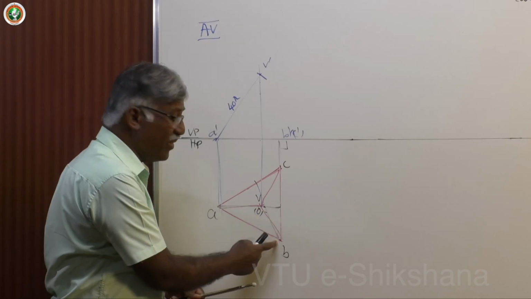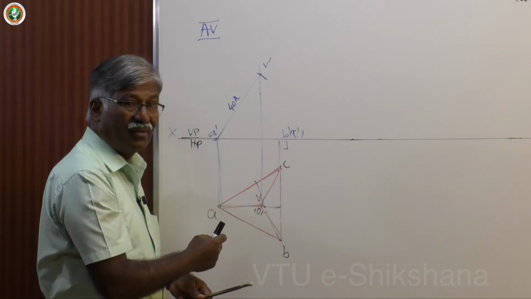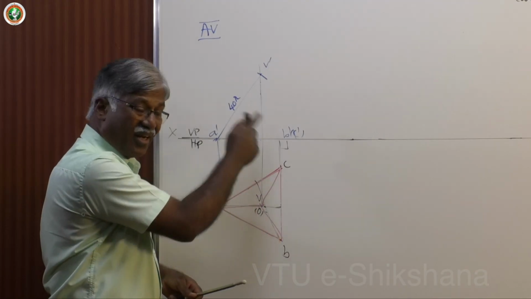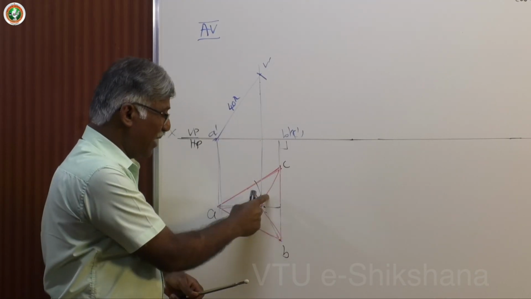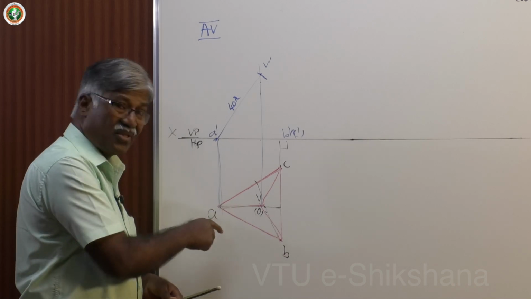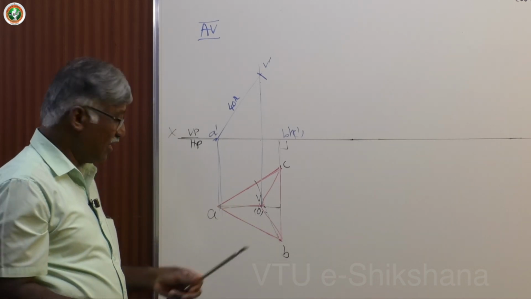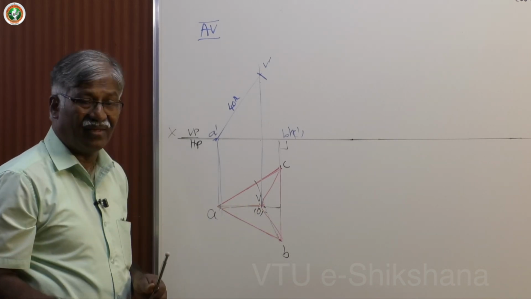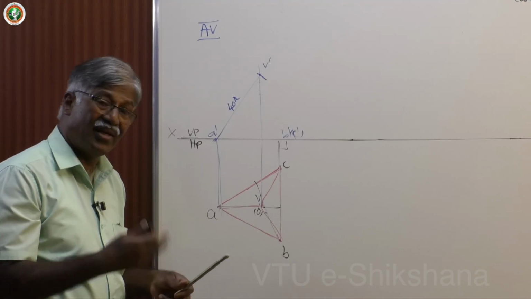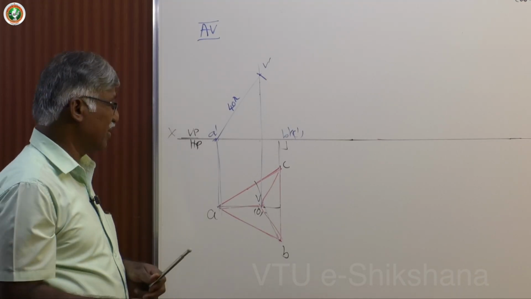We cannot take VB as reference and then draw, because this is not parallel. This is inclined to both the planes. VB and VC are inclined to both the planes. The only possibility is this. Suppose that in your given conditions, this parallel true length is not there. Then you make it parallel and then project. This is a straight line problem concept.